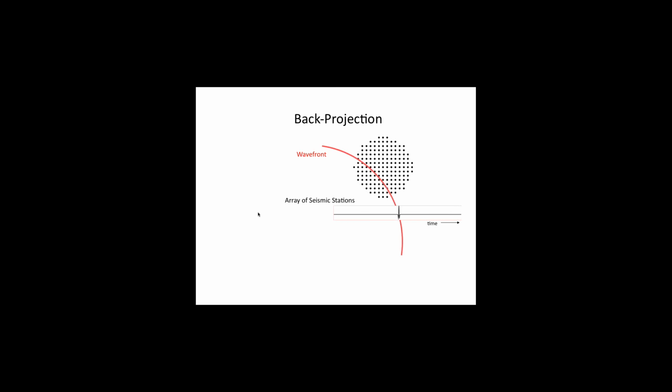Now this wavefront will have a certain curvature and orientation to it, and that curvature and orientation will depend upon the source location of the earthquake. So what you can do is use that information about the wavefront to actually locate the source of the wavefront. We call this back projecting the energy back to the source location and determining the source of that wavefront, or the source of energy.